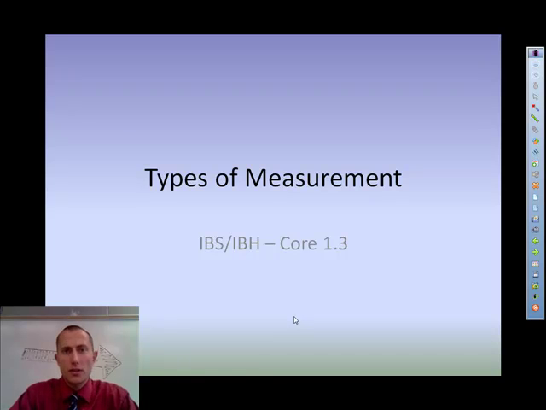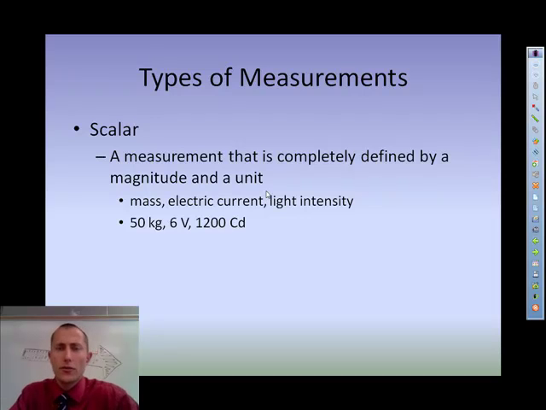Types of measurements. Today we're going to talk about the two primary types of measurements that we're going to be dealing with this year. Those are scalars and vectors. Scalars you should be familiar with. These are most of the measurements that you've done up to this point. If you remember back to 8th grade, we talked about this a little bit also. Scalars are measurements that are described completely by the number and the unit.